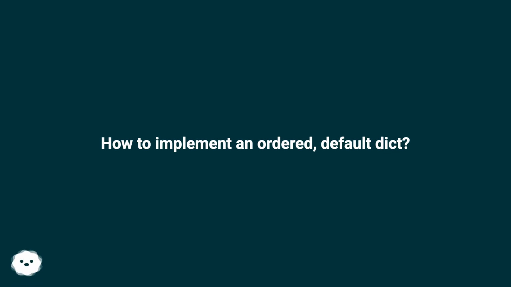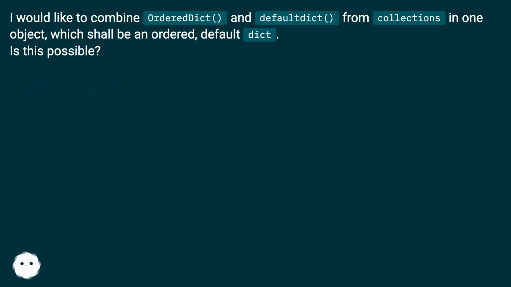How to implement an ordered default dict. I would like to combine OrderedDict and defaultdict from collections in one object, which shall be an ordered default dict. Is this possible? The following, using a modified version of this recipe, works for me.